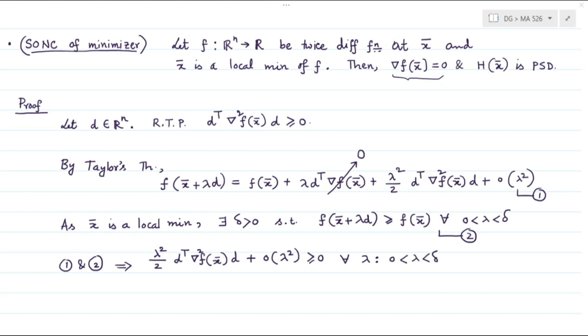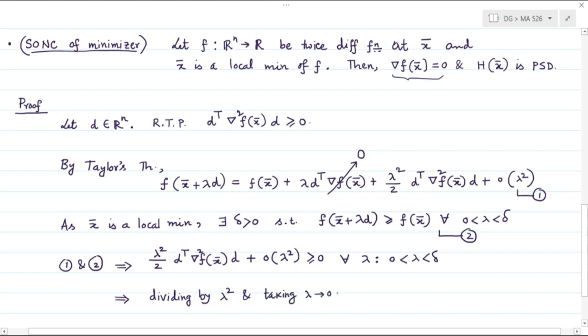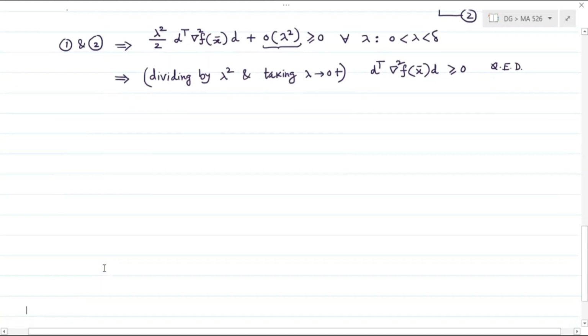Now as small o of lambda square is such a function that if I divide by lambda square and take lambda tends to 0 plus, you have d transpose Hessian f(x bar) d is greater than or equal to 0. Therefore your result is proved. However, this is really a necessary condition for optimality. This is not a sufficient condition of optimality. To establish this, let us consider one example to check that the condition is really only a necessary condition.